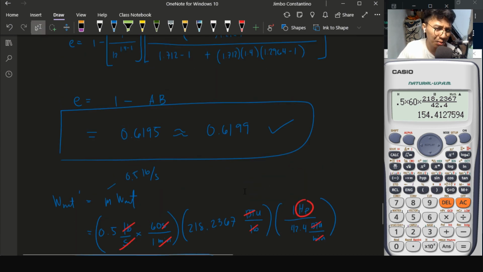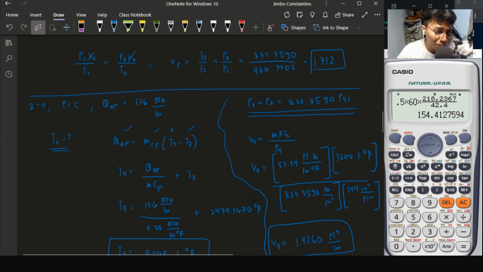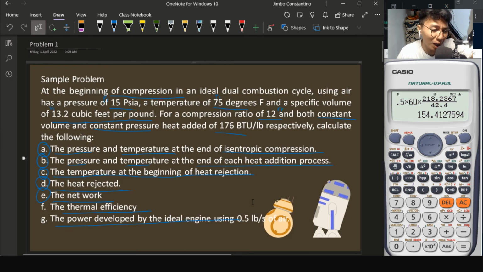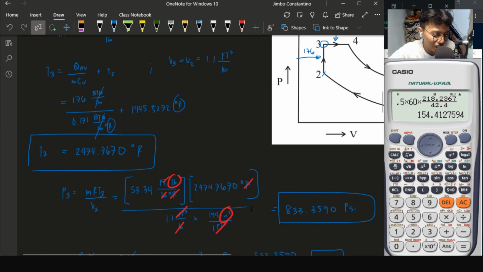Very basic lang naman mag-solve kapag alam mo lahat ng meron dyan sa process mo ng dual. Mahaba lang talaga. Okay? Pabalik-balik ka na computation. Pero once na na-practice mo siya, nagamay mo, masasolve mo siya kahit wala kang notes. Okay? That will be all.